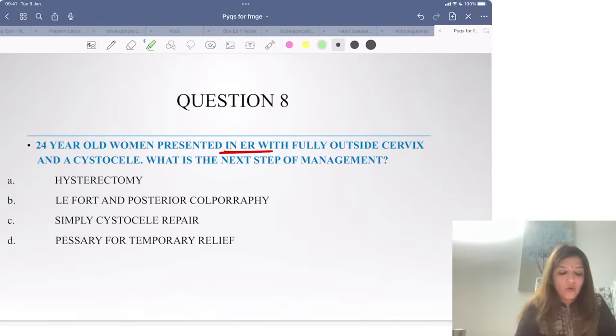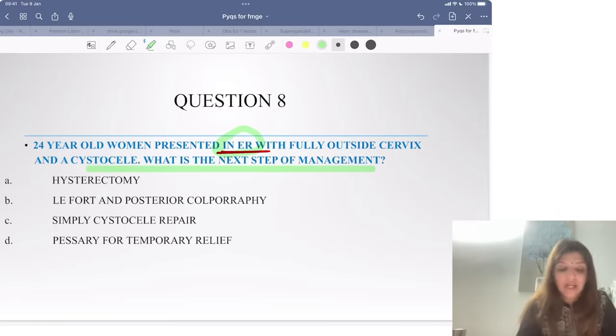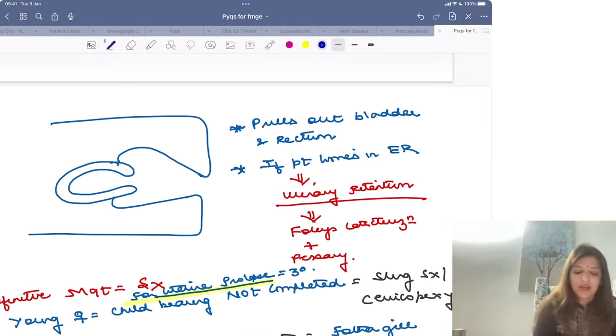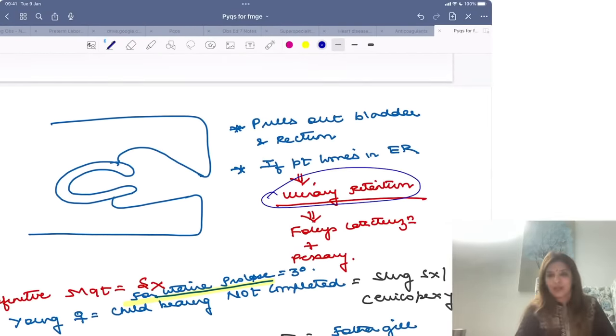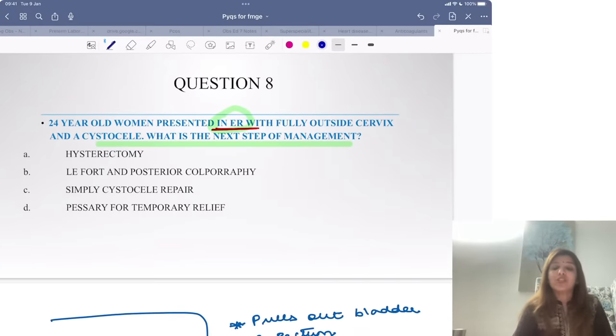Then, a 24-year-old patient presented in the emergency room with a fully prolapsed cervix. So, her uterus was outside, and a cystocele. What is the next step in management? Now, please understand that this patient is coming to you in the emergency room. Right? If a cystocele patient is coming to the emergency room, this means she is coming with urinary retention. Right? Because there is urinary retention, that is why she is coming to you. And if they are asking what is the next step, after she comes to the emergency room we are not going to take her for cystocele repair. The next step will not be cystocele repair.